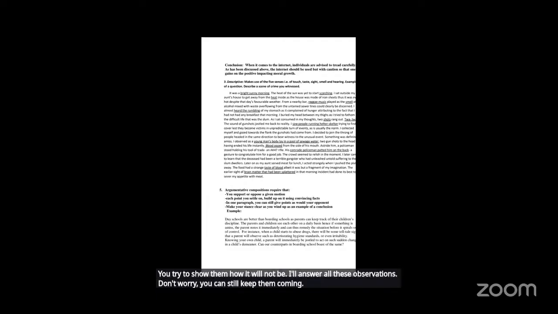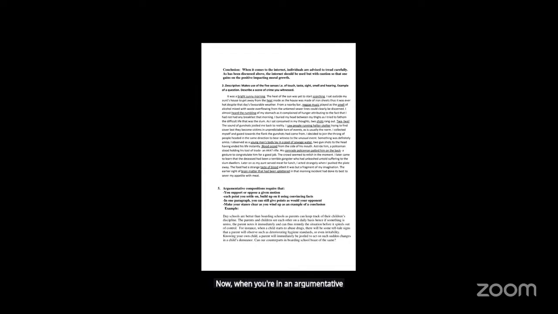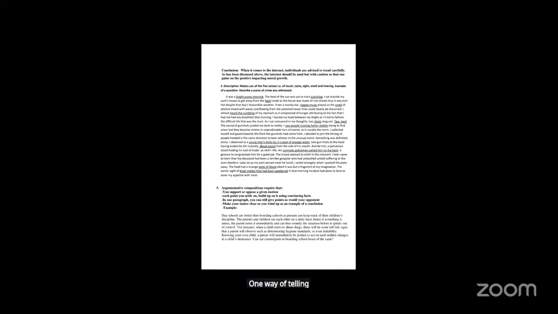Now, when you're in an argumentative composition, one way of telling us which side you're on, each point is a paragraph of its own. You're supposed to support or oppose. Because there is someone who will say, teacher, what about if I decide the two sides? You've been told the instructions to oppose or to support. If you're supporting the motion, you bring out your points very strongly.